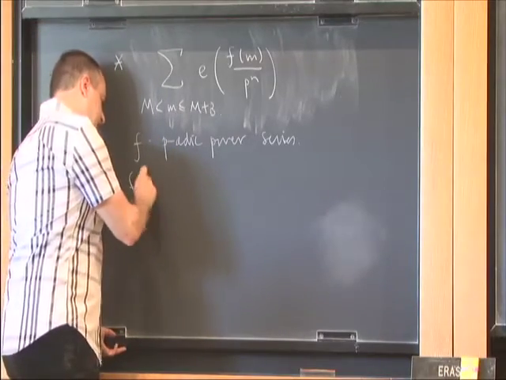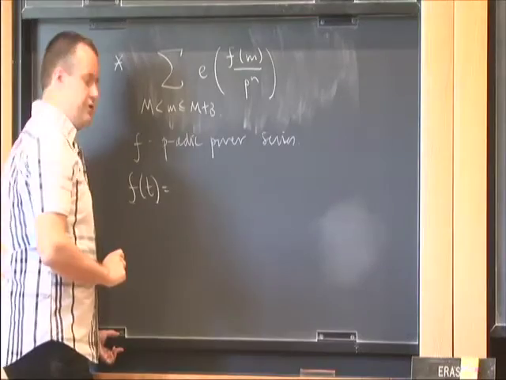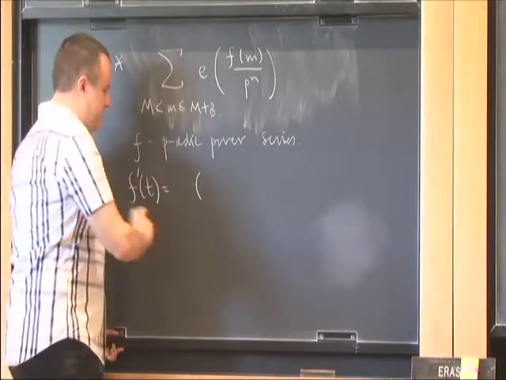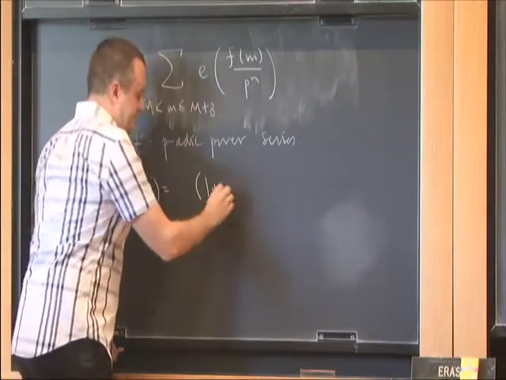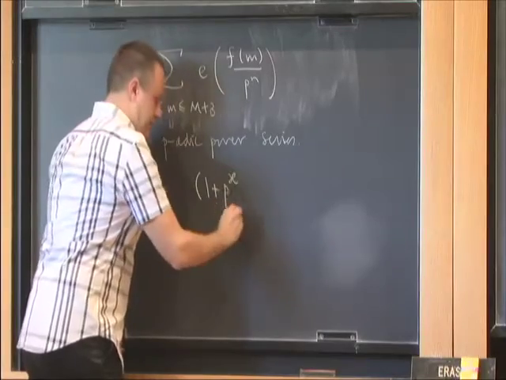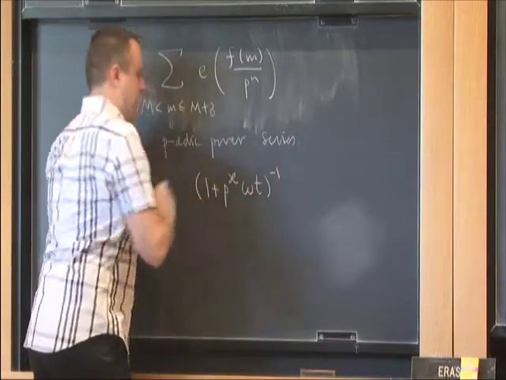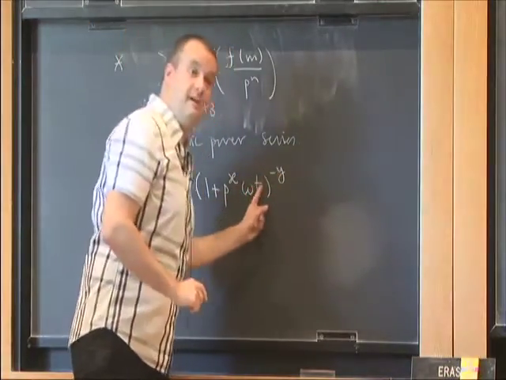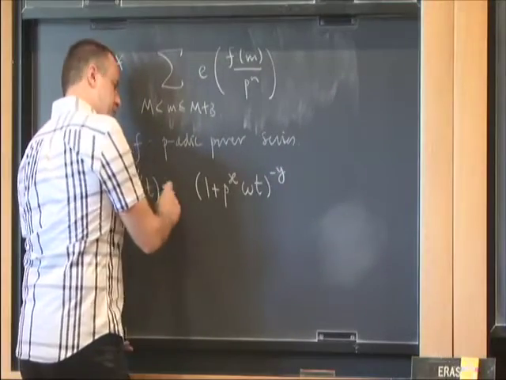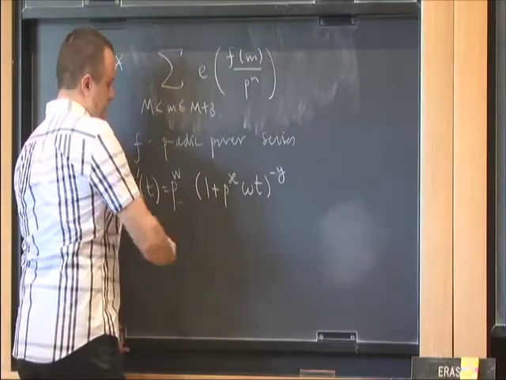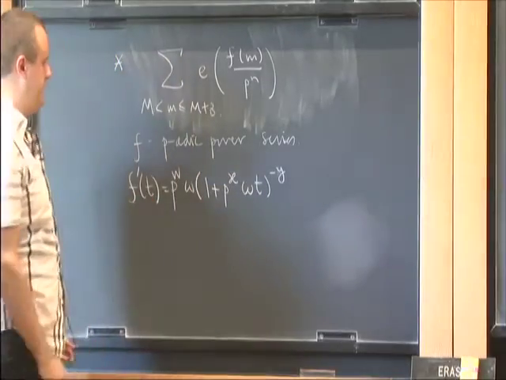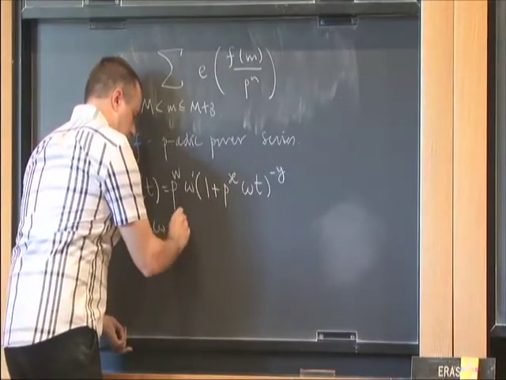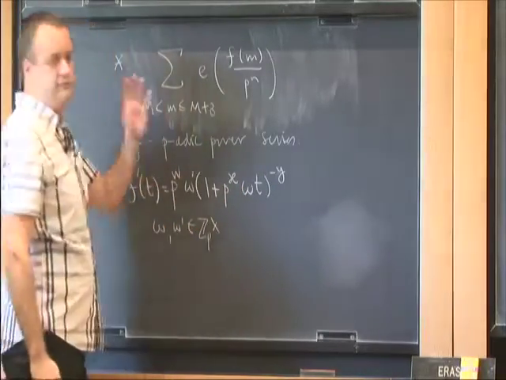But basically, this f of t will need to have a leading term that essentially, the derivative of this f needs to have a leading term that's essentially of the form 1 plus p to kappa times omega t to minus y for some exponent y. I'll explain where this is coming from. And I'm going to allow this to be multiplied by some fixed power of p, and I'm going to allow some kind of a p-adic unit here. These two things are p-adic units, so omega and omega prime are just going to be in Z_p cross. So you can think about them as being 1 for the time being.